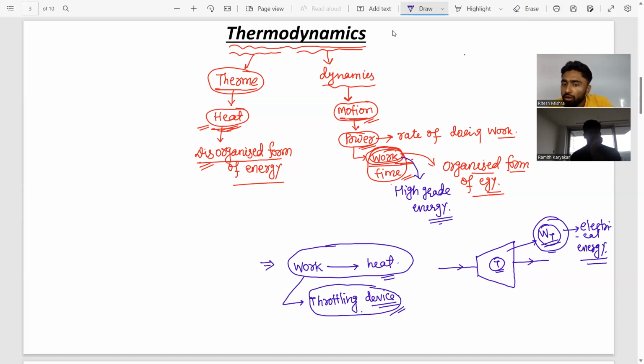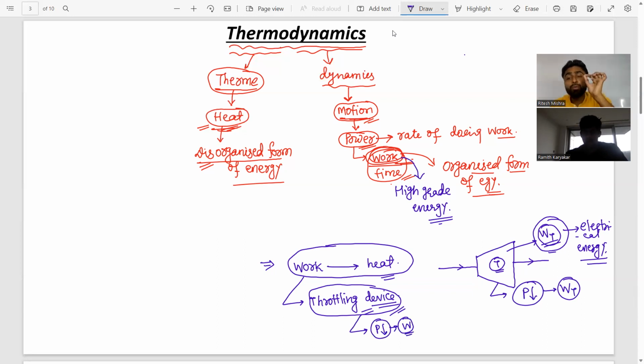In throttling also, it is an expansion device. Here also pressure reduces, so we have a chance to get work here, because in a turbine pressure decreases, so we get the work. In throttling also pressure decreases, so we have a chance to get the work here. But the work obtained in the throttling device is fully lost.